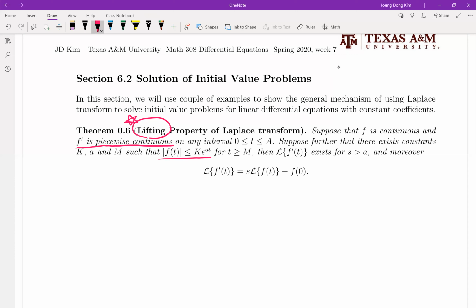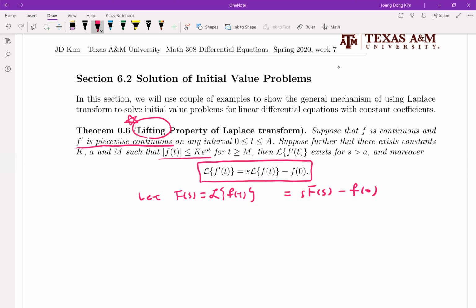And then the more important thing is this one. We're going to say this is lifting. The Laplace transform of your f prime function can be written as s times the Laplace transform of f of t minus f of 0. Okay, so if I say the Laplace transform of f is capital F of s, then this can be written as s F of s minus f of 0. Okay, and for the Laplace transform method, your initial condition must be defined at t equal to 0 only. That's really important.